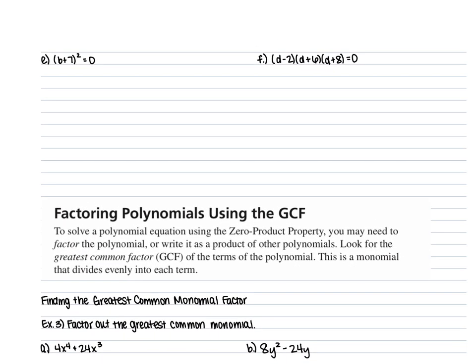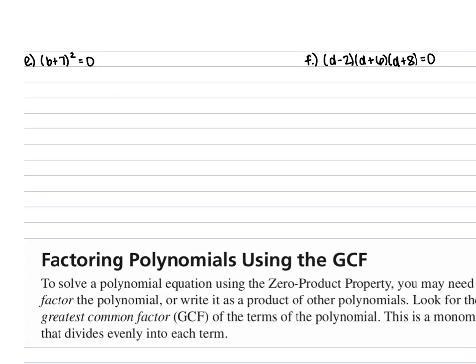For example E, we're given b plus 7 squared is equal to 0. So again, we can take the square root of both sides and get b plus 7 is equal to 0. We solve for b. Or we can separate it into b plus 7 times b plus 7 is equal to 0. I'm going to take the square root of both sides just because I find it easier. I know that 0 is neither positive nor negative, so this is just going to give me b plus 7 is equal to 0. From here, we can subtract the 7 from each side, and we have b is equal to negative 7.